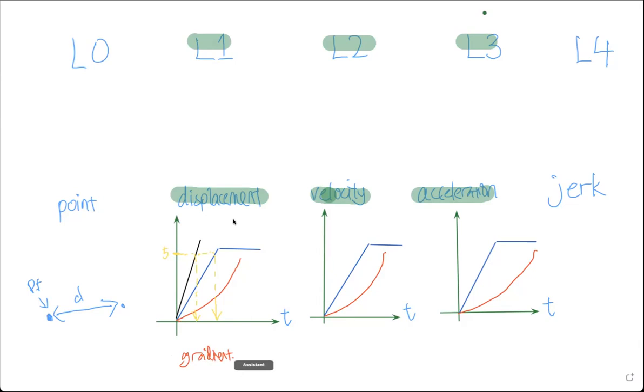Okay, so you have learned gradient. Gradient is rise over run, correct? The bigger the rise over a smaller run, the bigger your gradient. So in the displacement time graph, can you see the gradient is the same throughout? The change in displacement is the same throughout. Meaning, every 1 second you move 2 steps. So is your speed the same?